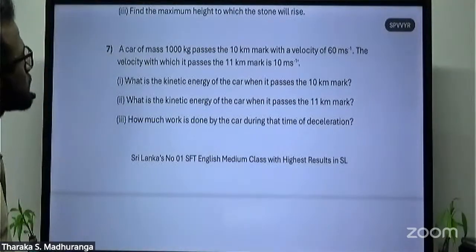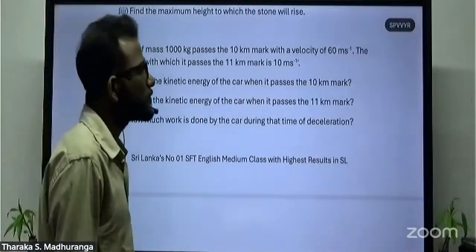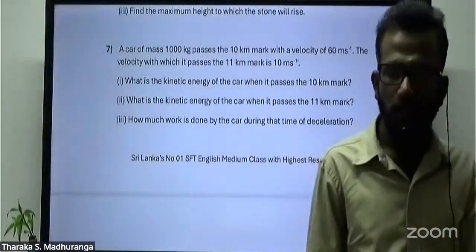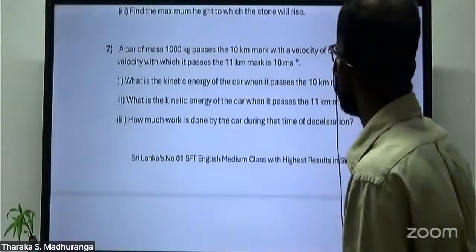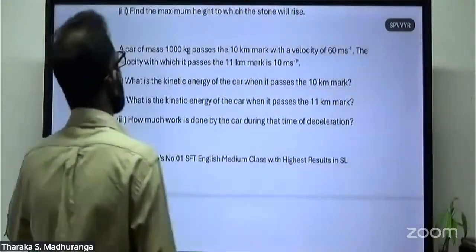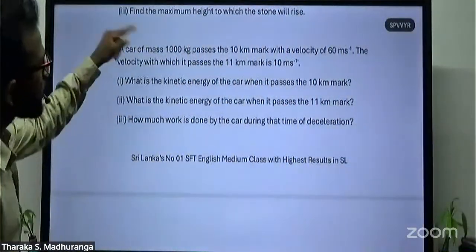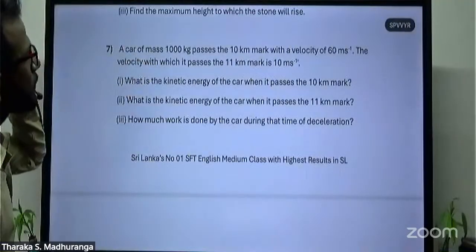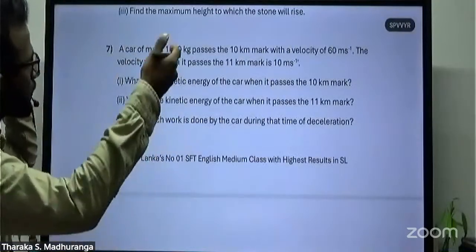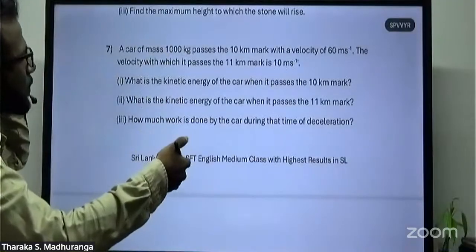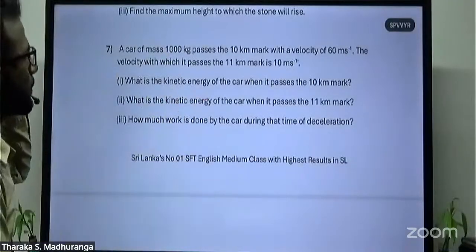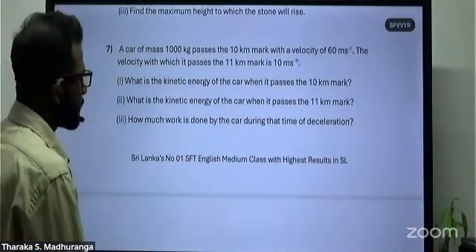Okay, a car of mass 1,000 kilogram passes the 10 kilometer mark with the velocity of 60 meters per second. The velocity with which it passes the 11 kilometer mark is 10 meters per second. That's the story.